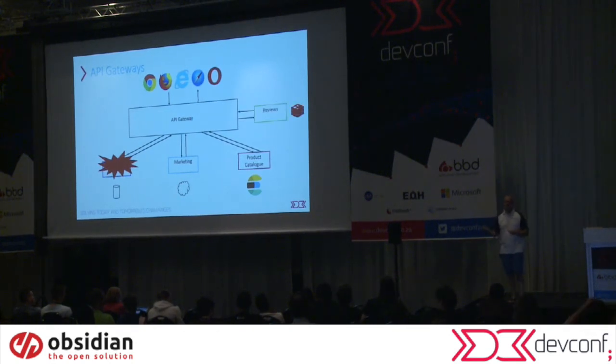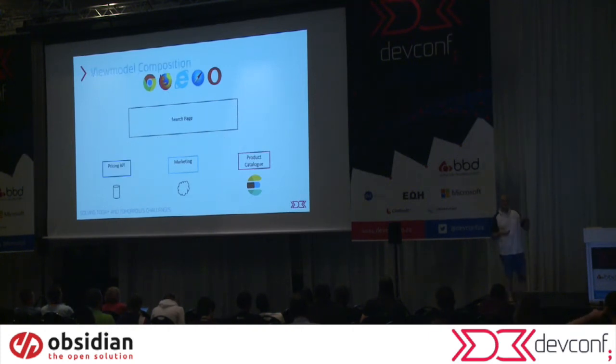The same thing happens if you add a new component. So if the reviews component has to now be included in the search page, you now have to deploy the back end, the front end, and API gateway rules. So it's a good step forward, but it does have its own problems that we have to address. So let's take a look at how view model composition makes us a little bit better.